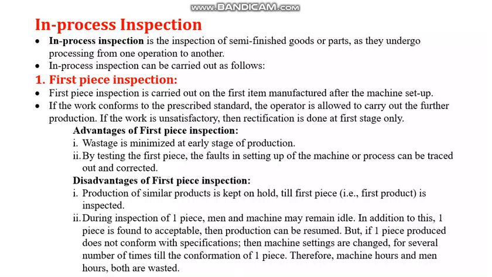According to the specifications you are producing, you have to ensure that we do not keep the people idle or the machines idle. But with that intention, if we keep on producing, you will produce all defective pieces and everything will become scrap, and you are not achieving anything. So the first piece inspection has certain advantages and disadvantages, but in my opinion, the advantages outweigh the disadvantages.